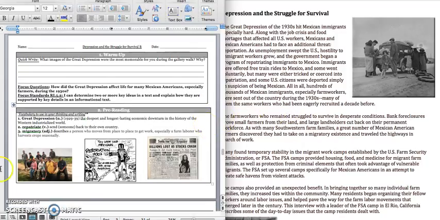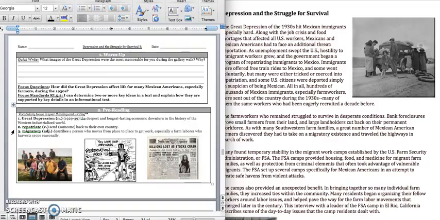Our vocabulary words today are Great Depression, and that is a deep, long-lasting economic downturn, which means that the economy became really weak and many people lost their jobs. So a lot of people were poor all over the United States.